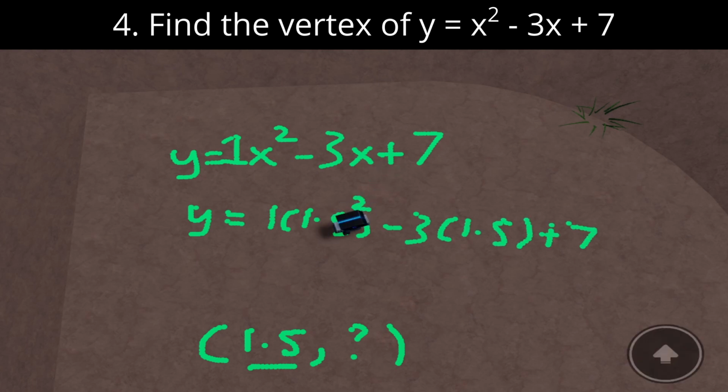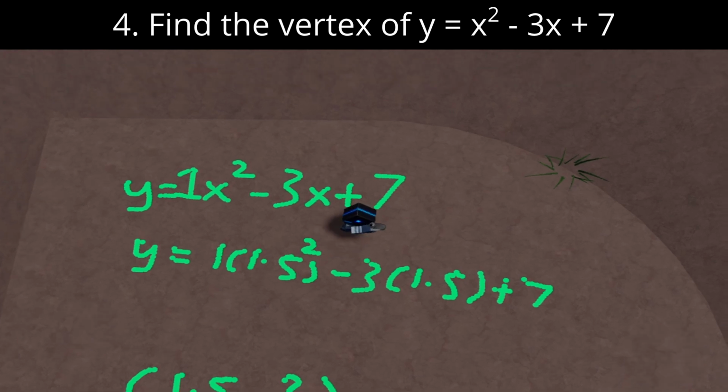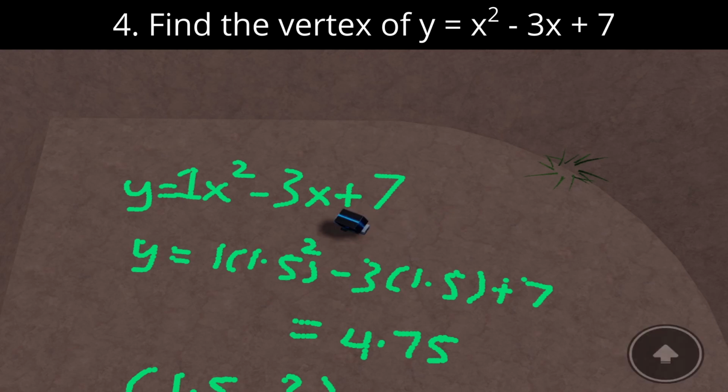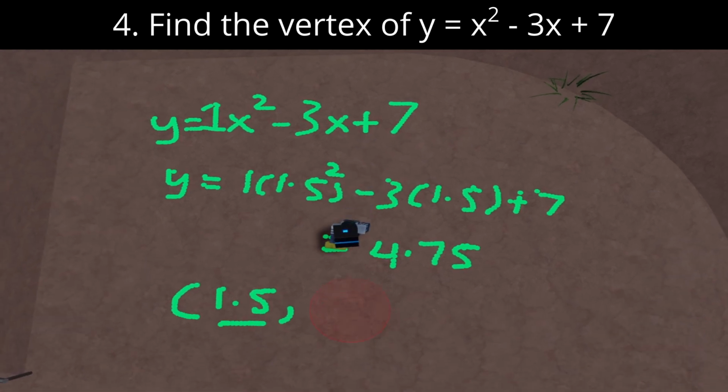Let me step out of the way here. And then 1.5 squared is 2.25. 3 times 1.5 is 4.5, so minus 4.5. And then you add a 7. And then if you do all of this, 2.25 minus 4.5 plus 7, you will get 4.75. So that's our y-coordinate. So let me go down here and fill this in. Our vertex is going to be 1.5, comma 4.75.